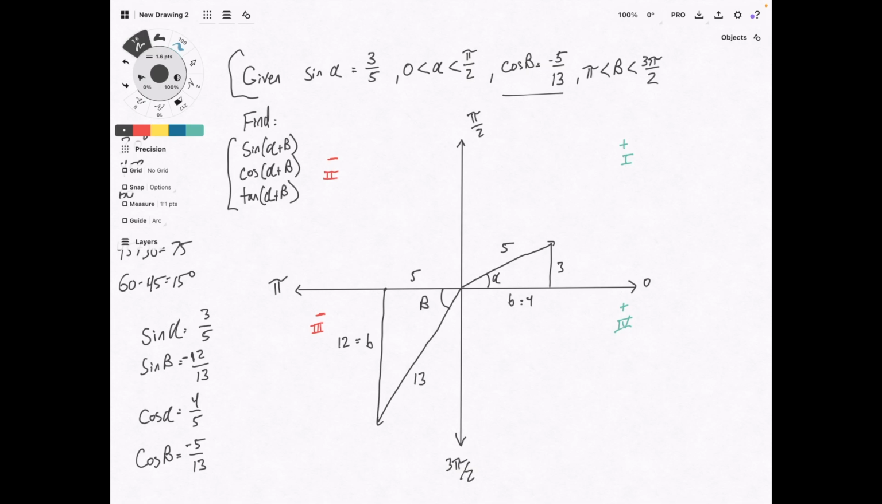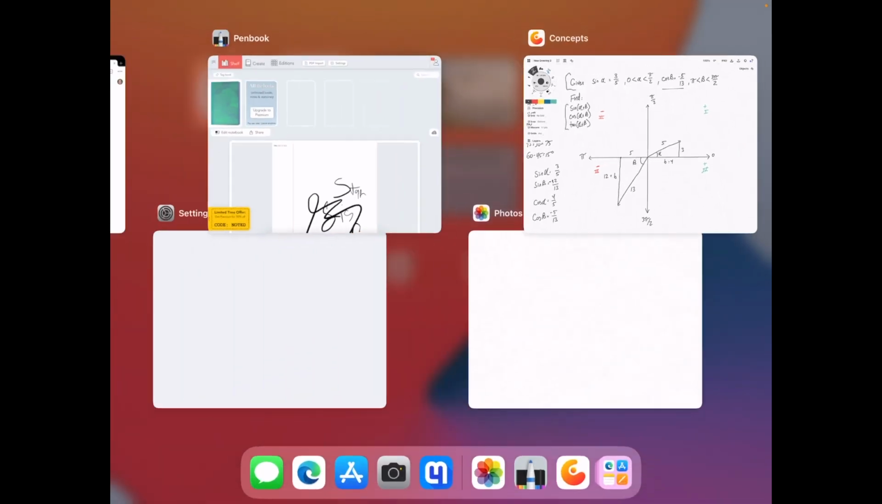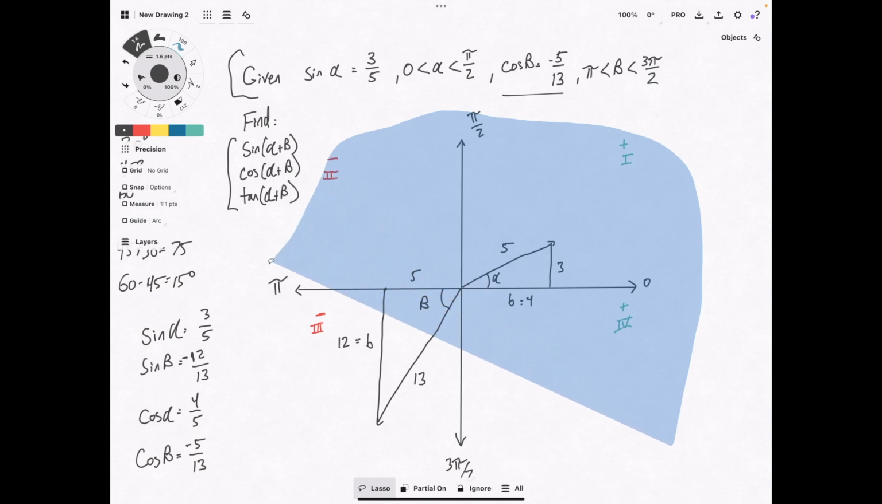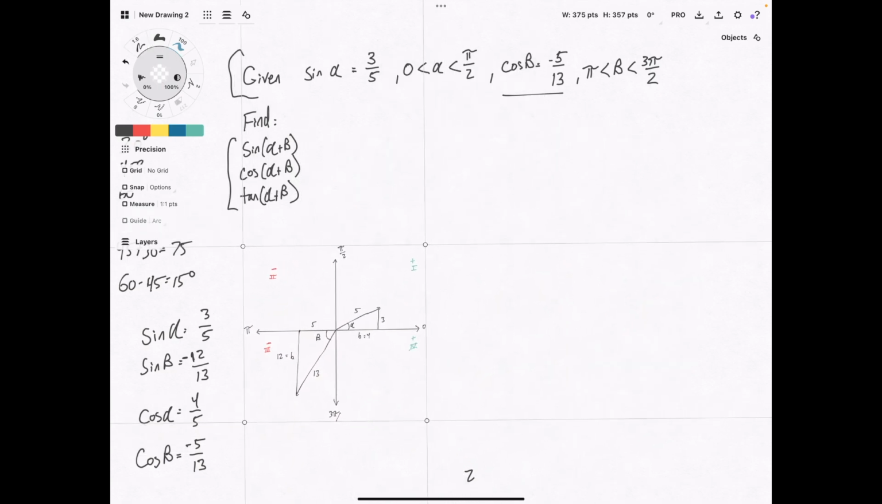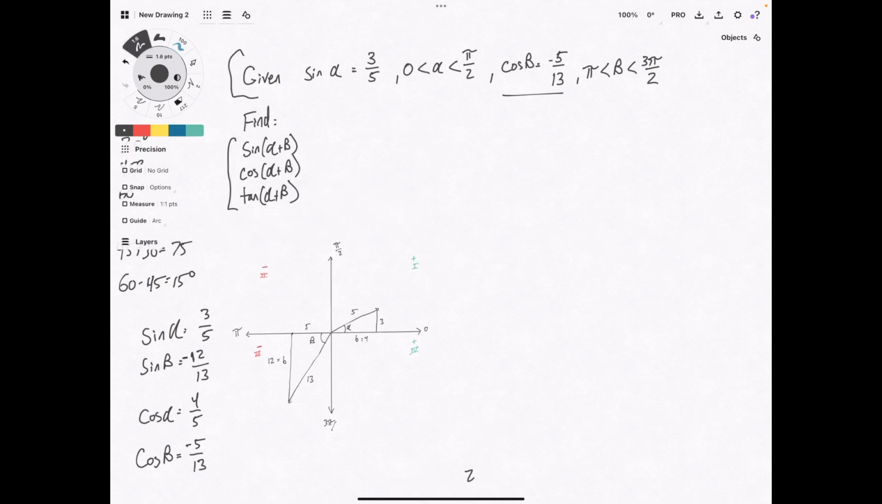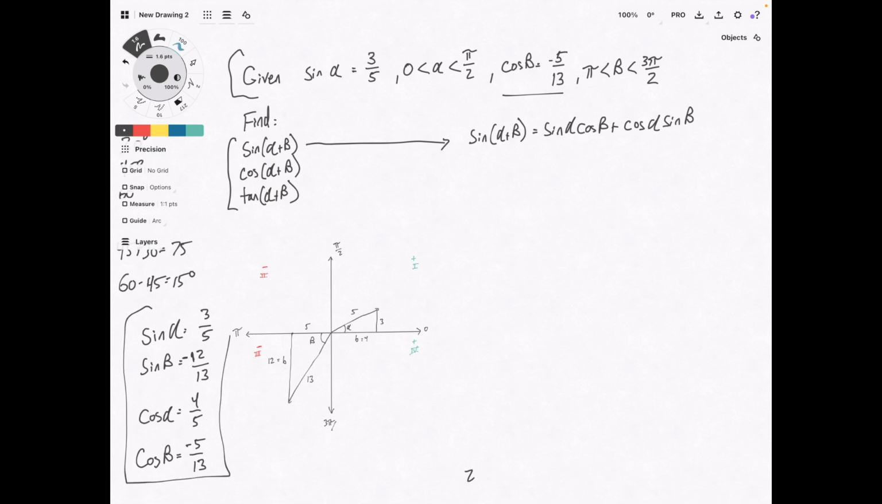Okay, now that we have all of those values, I'm going to shrink this down so it's not taking up the entire screen. And then we're going to start looking at this. So we're going to have sine of alpha plus beta. We're going to write out our sum formula, which is sine of alpha cosine of beta plus cosine of alpha sine of beta. And then we're going to use the values that we just calculated and plug them in. So this is going to be 3 over 5 times negative 5 over 13 plus 4 over 5 times negative 12 over 13.